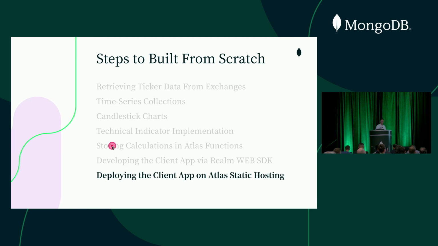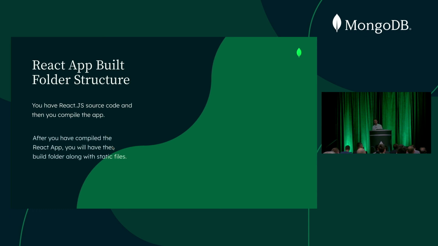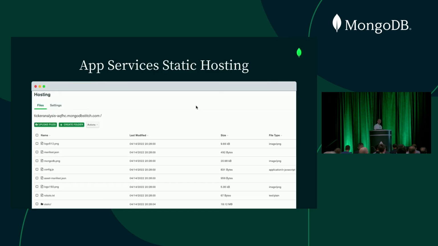All right, so this is the last part, hosting. As I mentioned, we have a React application, React.js source code, and we compile the application. After we compile the application, we have a build folder like this. So we can host this application locally, or on a server, or wherever you would like to serve. However, there's an easy way to host this application.